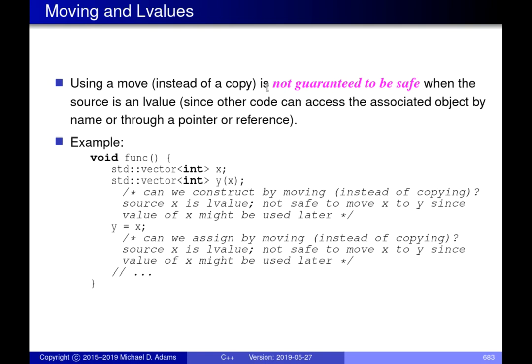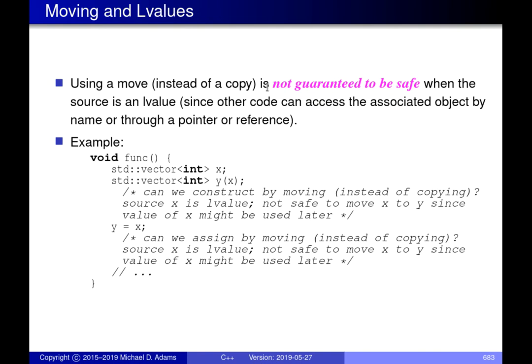And the reason why L values present problems is that L values have identities. They have well-defined locations in memory where they reside. So there are lots of parts of the code that could potentially be observing the value of a variable that's an L value. And if you just go in and say, I'm just going to change the value to something else, lots of code could potentially be unexpectedly using the wrong value for a variable suddenly.